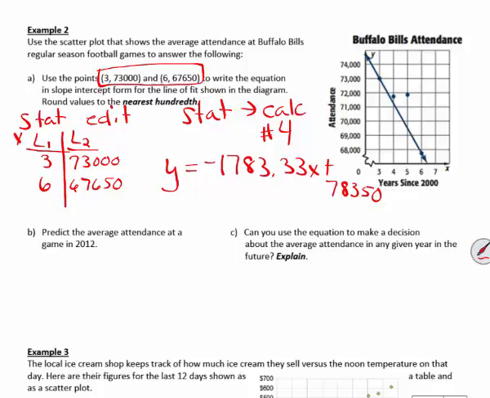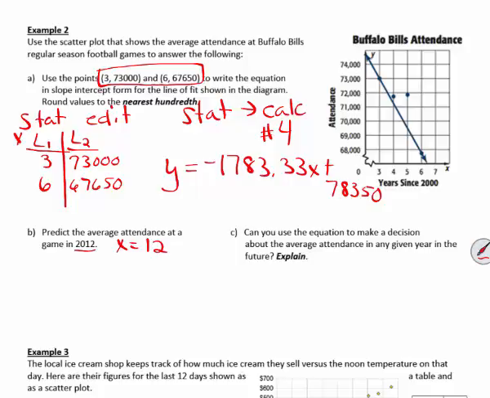And if you go to the very top of your list, for those of you that are having some trouble, and you hit clear, it'll clear the entire list out for you. Now, predict the average attendance at a game in 2012. Well, this is years since 2000, which means my X is actually going to be 12 years, because it'll be 12 years since the year 2000.